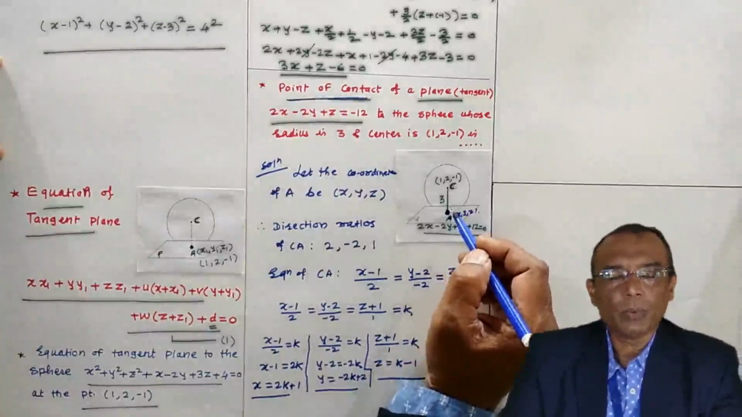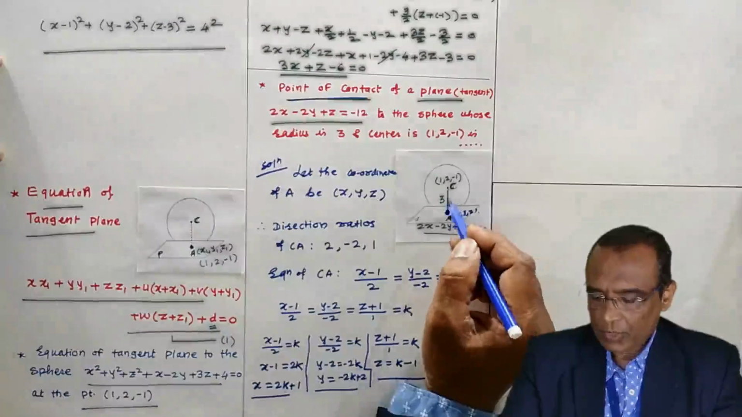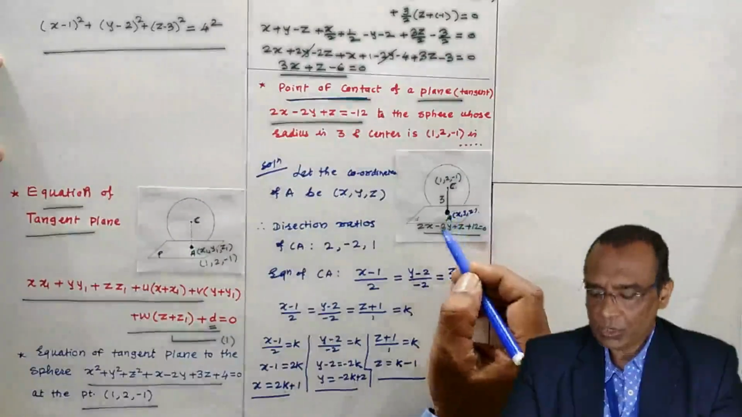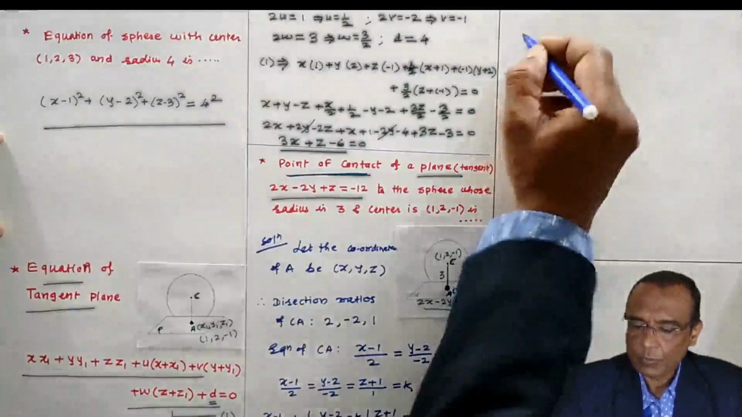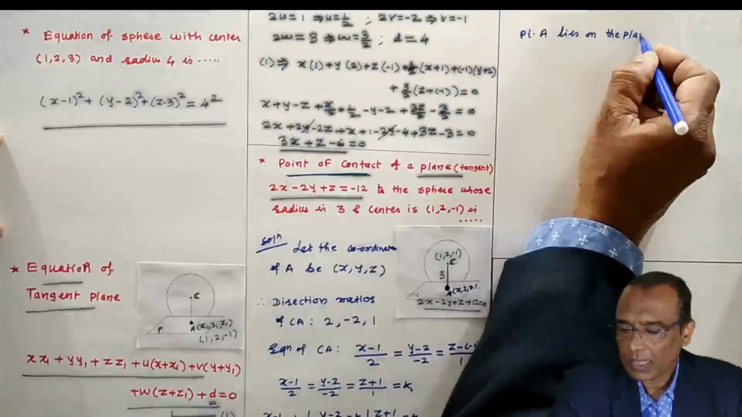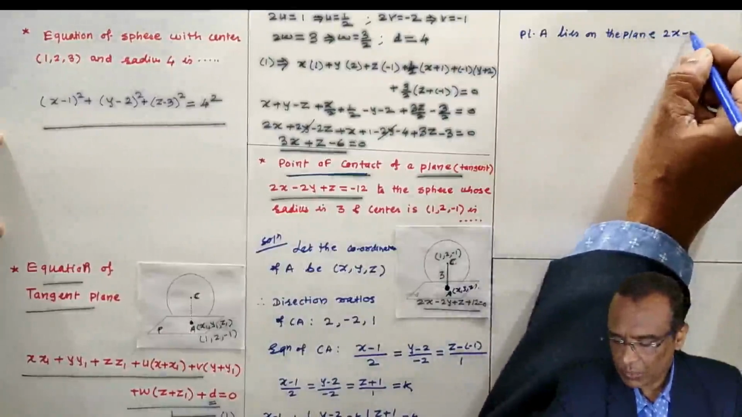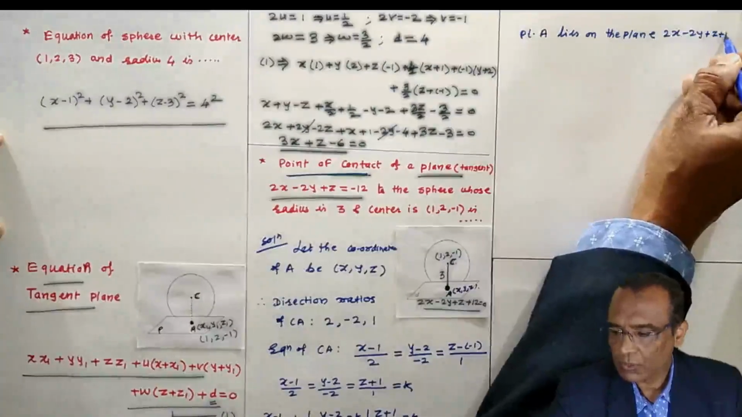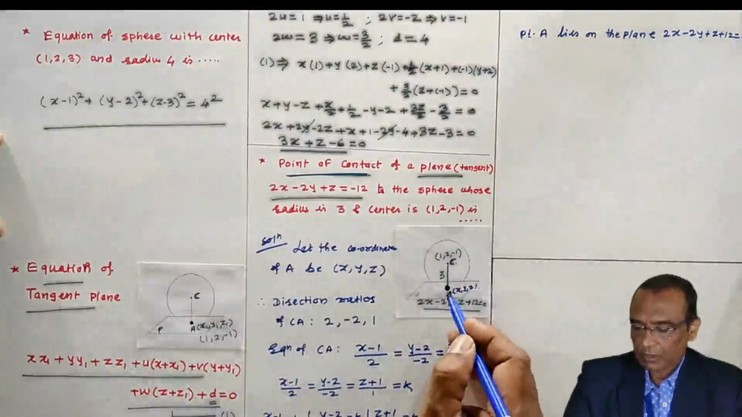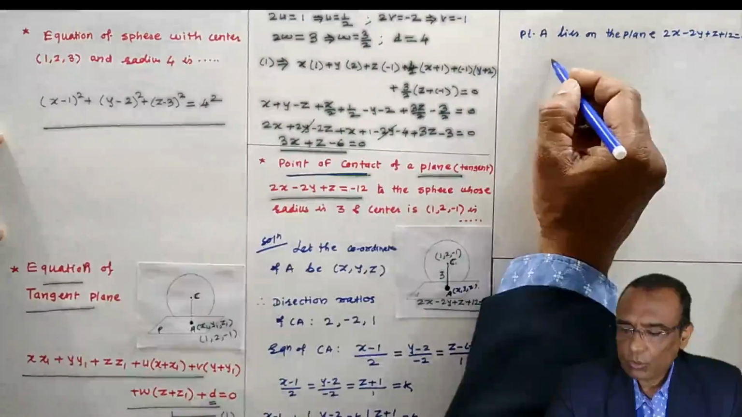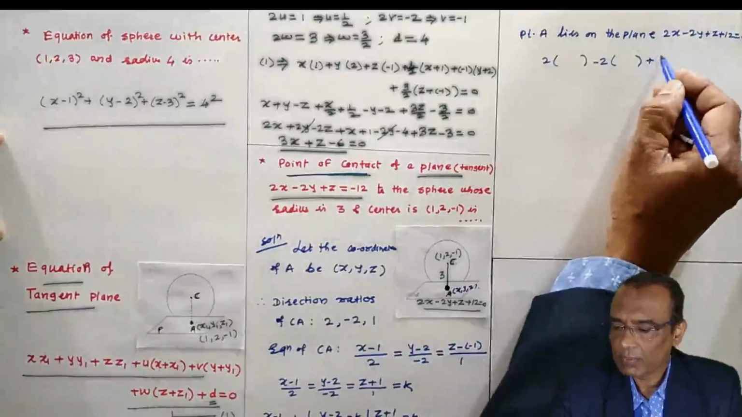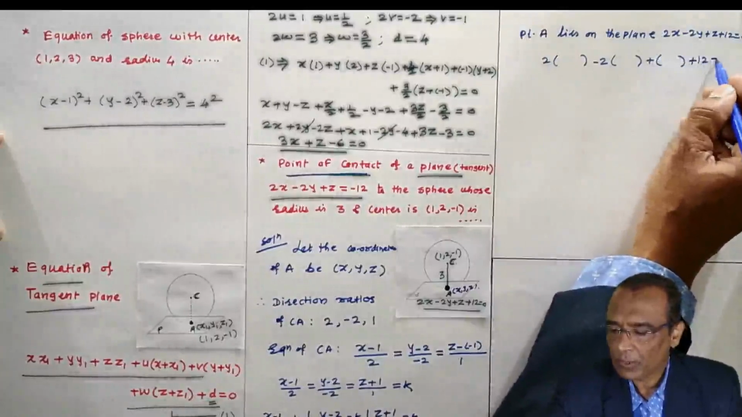One basic fact we are going to use: point A lies on the plane, and the equation of the plane is given to you, 2x minus 2y plus z plus 12 equal to 0. This point A lies on the plane, therefore this point will satisfy the plane equation. That means put x equal to the value of x, y equal to the value of y, z equal to the value of z, plus 12 equal to 0.